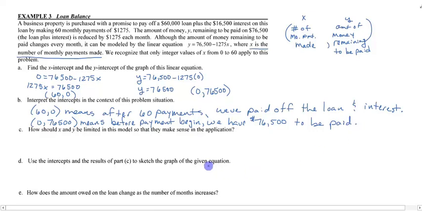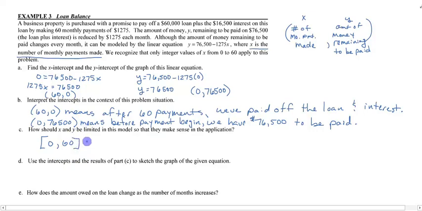Okay. How should X and Y be limited in the model so that they make sense in the application? So my X, it's going to go all the way over to 60. It looks like we shouldn't be going more than 60, because once we've paid our 60th payment, then it's paid off. So we wouldn't go further than 60. We wouldn't do less than 0 because you can't make negative payments. So X is going to be limited from 0 to 60. We're talking about the window dimensions you would put in on your calculator.